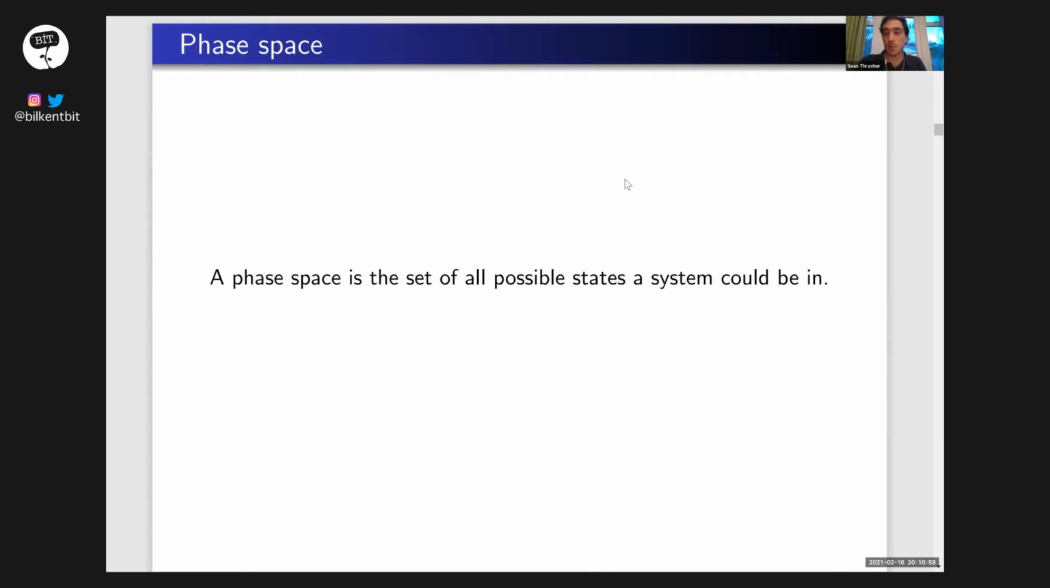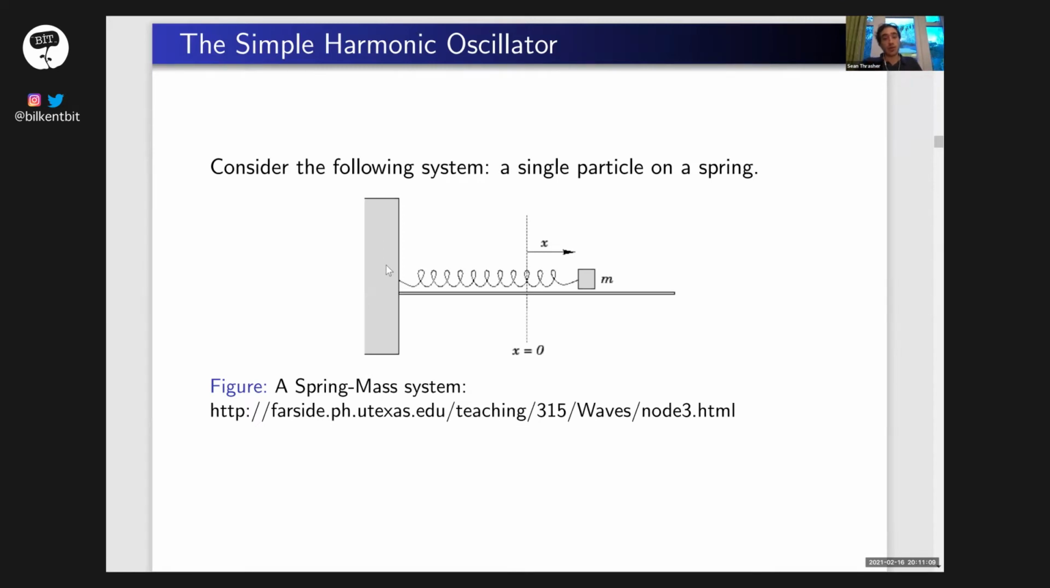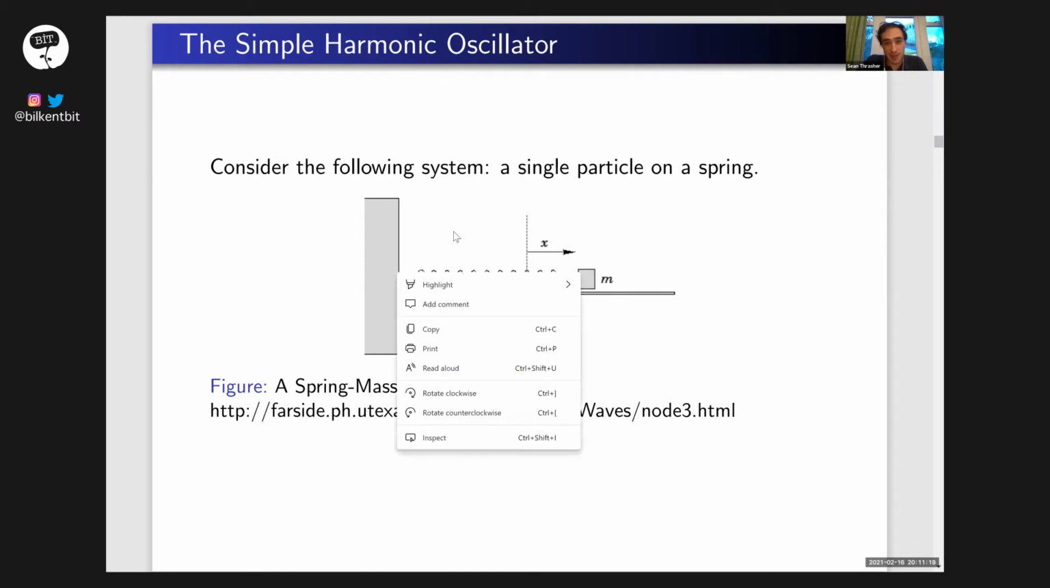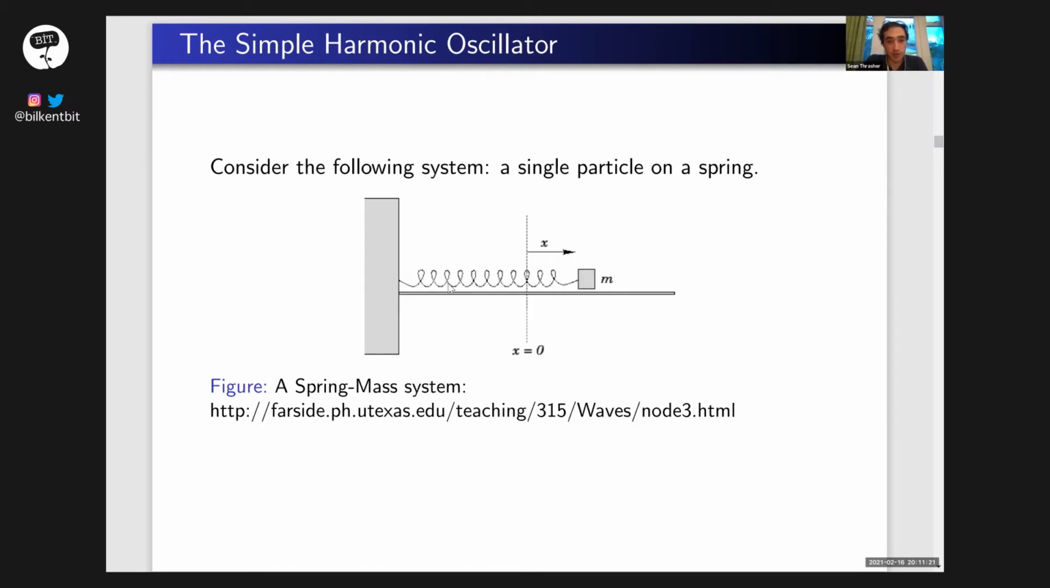Okay, so this leads us to the concept of a phase space. A phase space is the set of all possible states a system could be in. Okay, so here is this very overused example, the simple harmonic oscillator. Physicists have a pretty unhealthy obsession with this system, but it's a rather simple system to study.